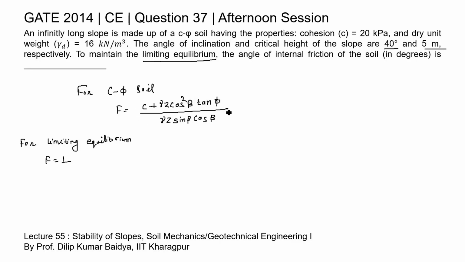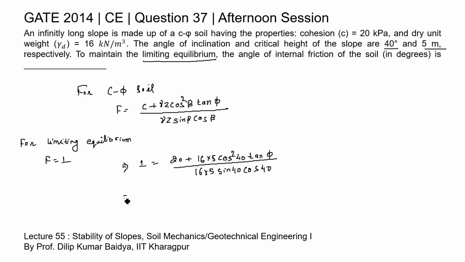So, from this equation, we can write the factor of safety, that is 1 is equal to C, that is cohesion 20, plus gamma, dry unit weight 16, into Z, that is critical height here 5 meter. So, 16 into 5 cos square beta. So, beta is given as 40 degree, which is angle of inclination of the slope. So, cos square 40 degree into tan phi. Phi is the angle of internal friction of the soil which we need to find, divided by gamma z. Gamma is 16, z is 5, sin beta into cos beta. So, sin 40 into cos 40.